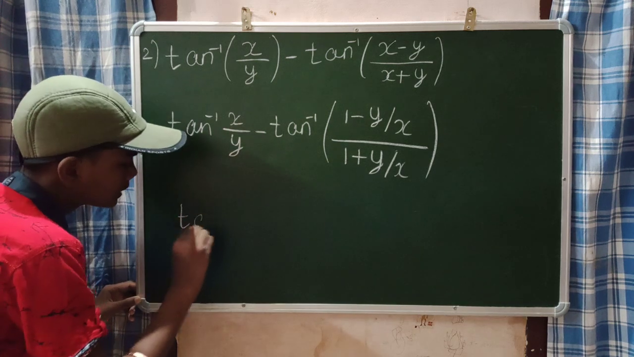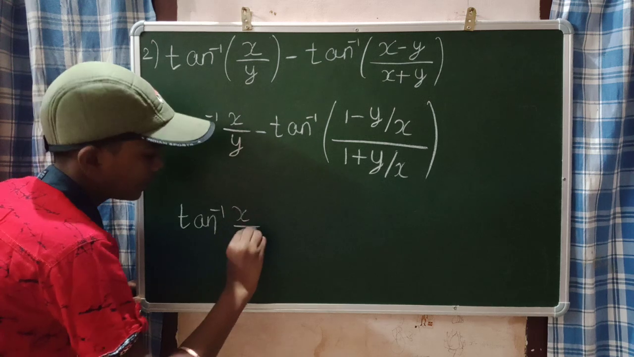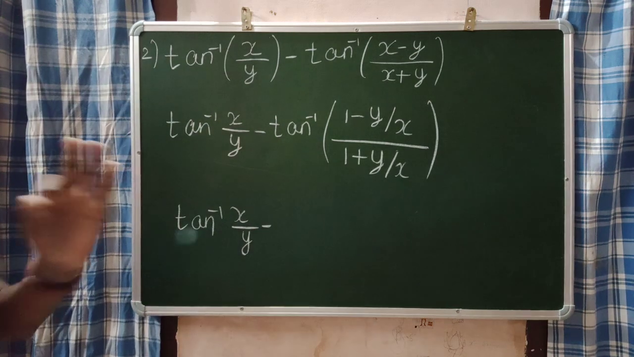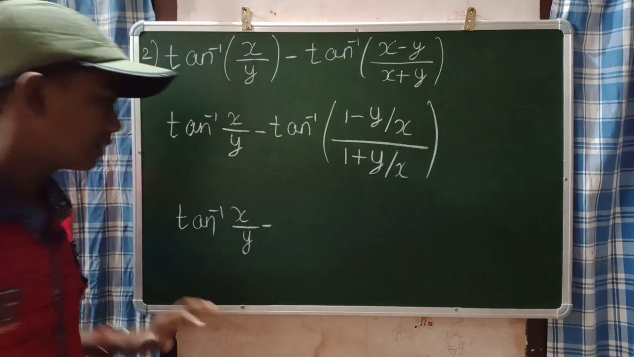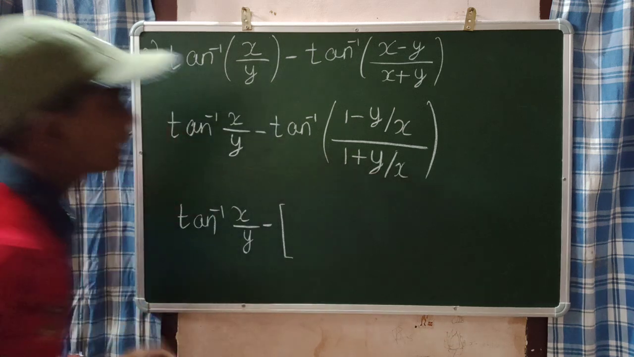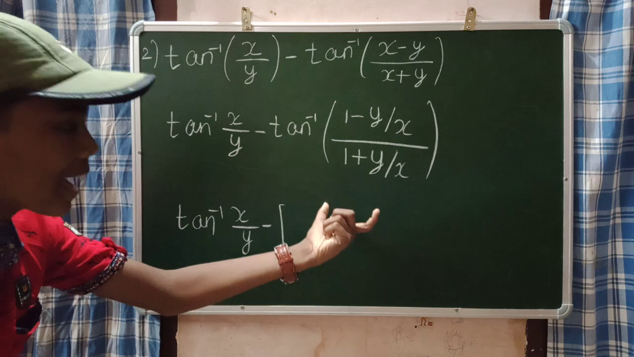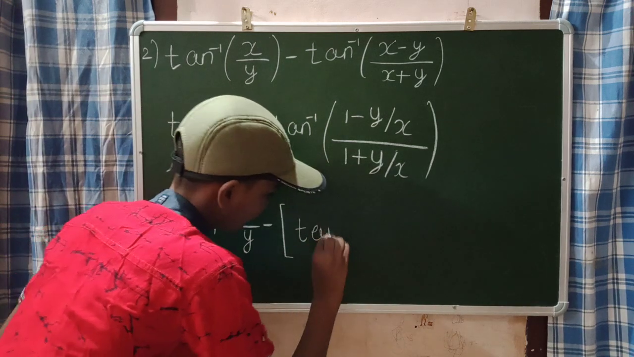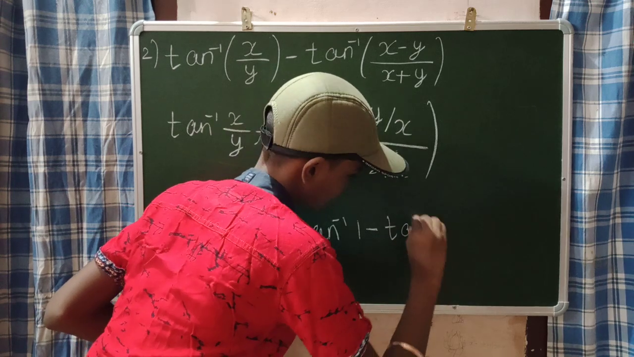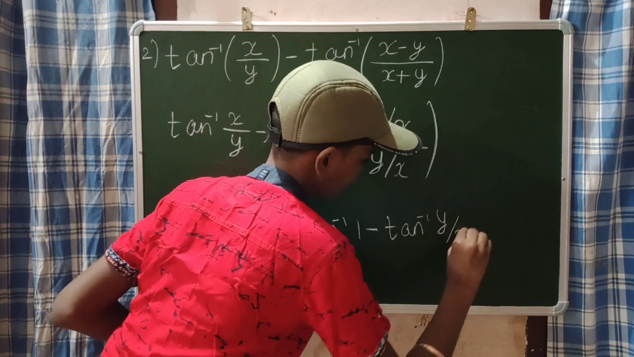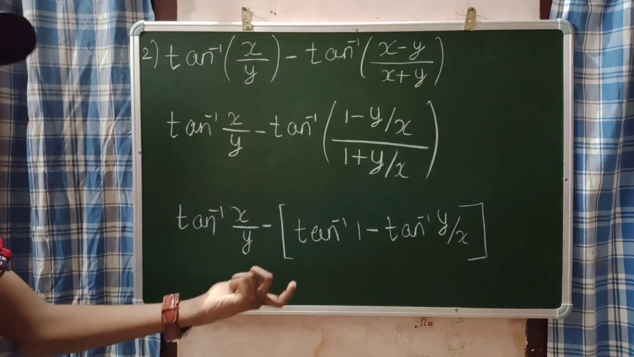So this expression can be written as tan inverse of x by y, then minus of, this is where the master stroke comes in. You can see that we are having tan inverse of 1 minus y by x divided by 1 plus y by x. I can write this term as tan inverse of 1 minus tan inverse of y by x. This is the master stroke which comes in. So I am writing this term as tan inverse of 1 minus tan inverse of y by x.